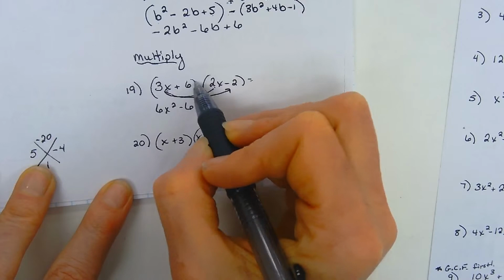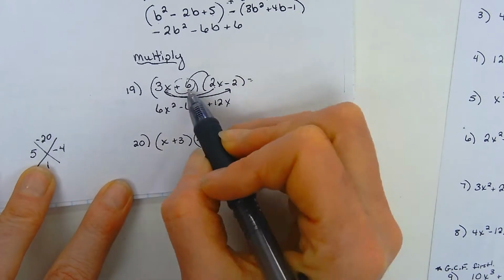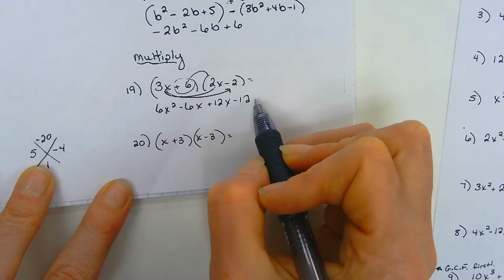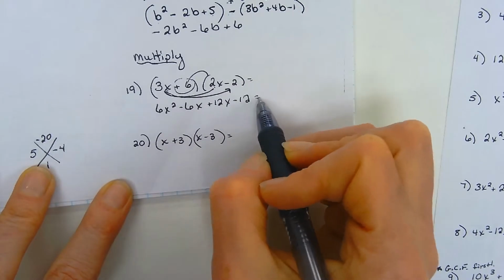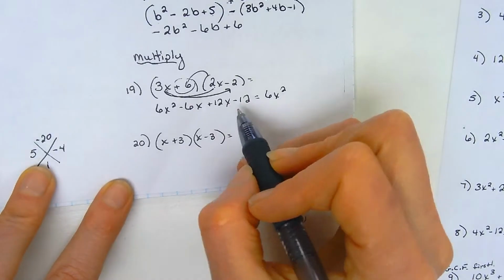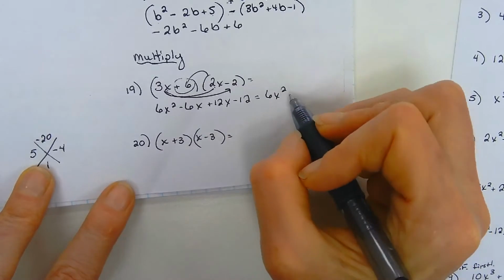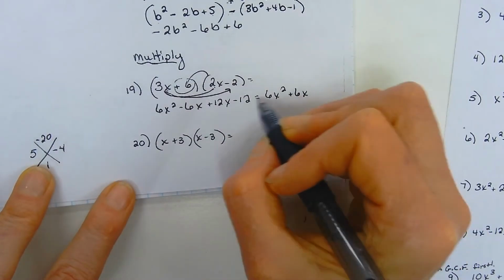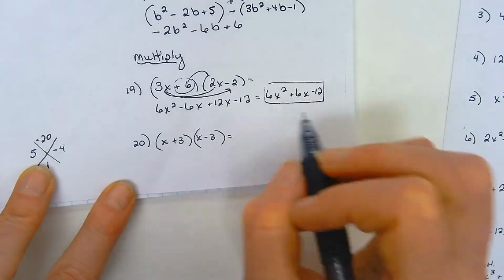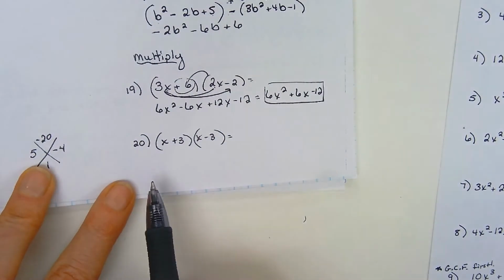Now I'll distribute the 6. 6 times 2x is plus 12x. And 6 times minus 2 is minus 12. Combining any like terms will bring 6x squared. There's no other x squareds there. Minus 6x plus 12x is plus 6x, and then minus 12. And there's the final answer when you multiply those two binomials together. This one should yield an interesting result.